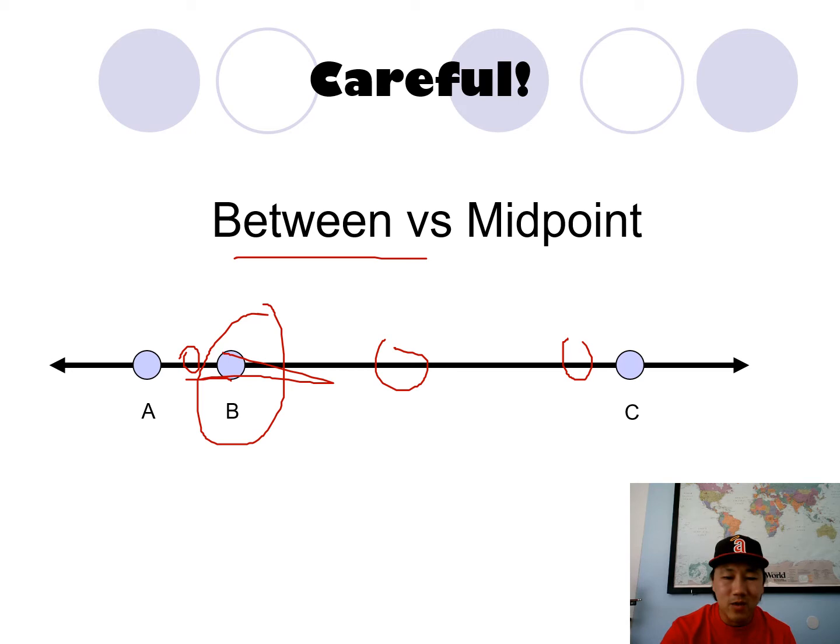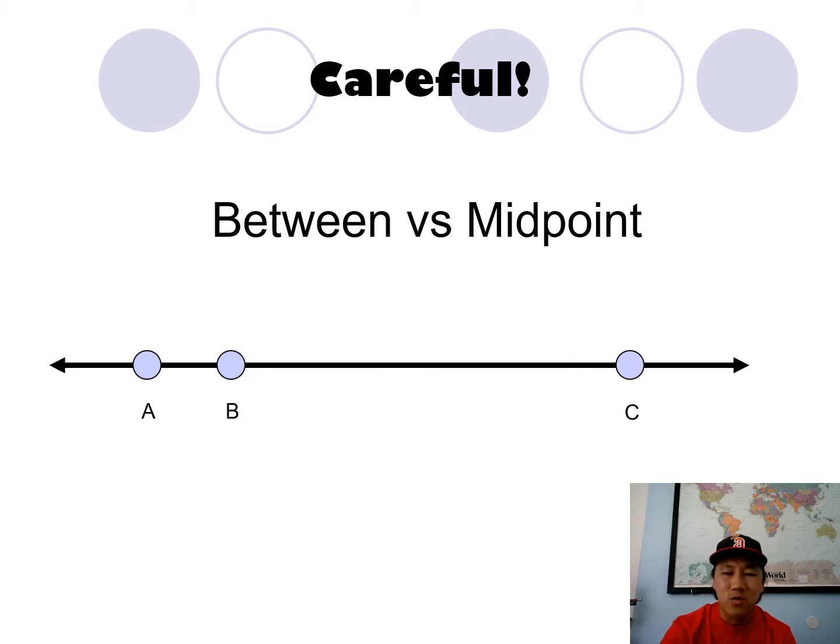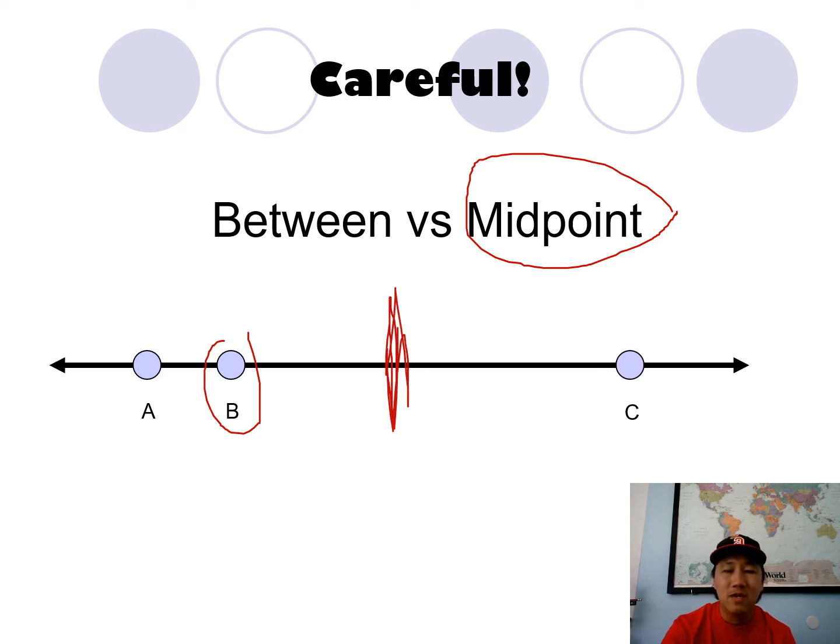But when we say the word midpoint, which is not what we're doing today, but I just wanted to warn you, when we use the word midpoint, that means that B has to be exactly in the middle. Alright? So midpoint means exactly in the middle. Between means anywhere in between. Alright? Just be careful with those two words.